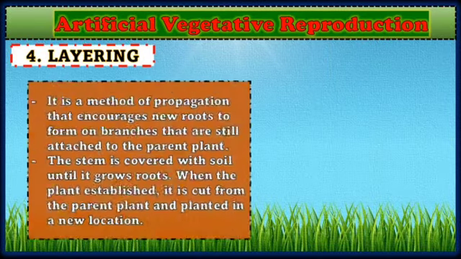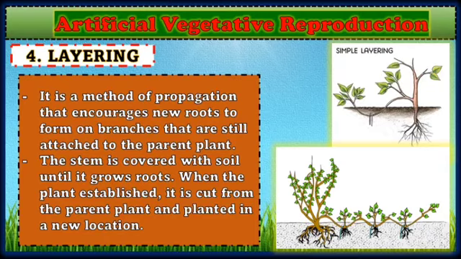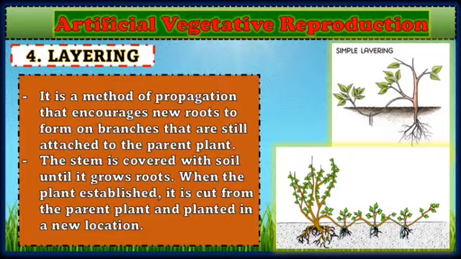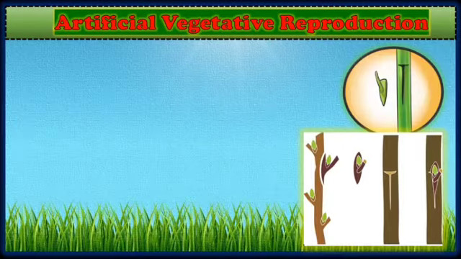Another method is what you call layering. So paano naman yung layering? This is a method of propagation that encourages new roots to form on a new branch that is still attached to the parent plant. The stem is covered with soil until it grows roots. When the plant is established, it is cut from the parent plant and planted in a new location. So that is layering. Another one, we have budding.